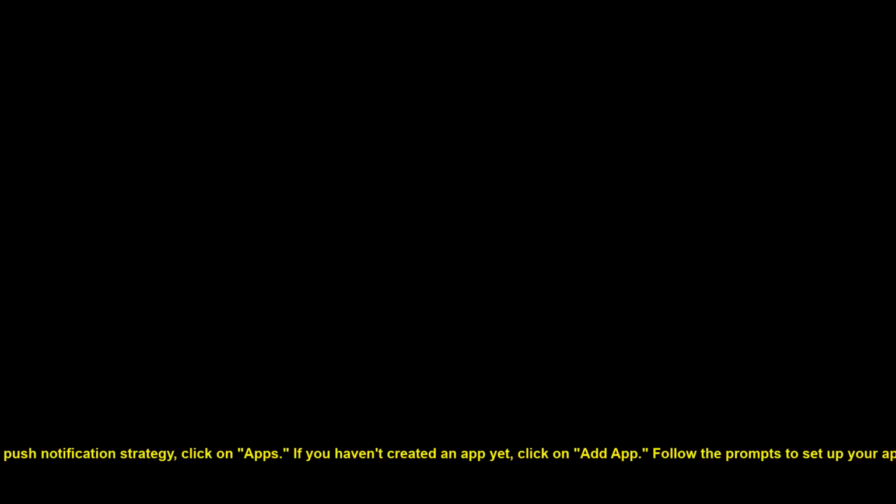After logging in, you will be directed to the OneSignal dashboard. Familiarize yourself with the dashboard layout. Here, you can manage your apps and notifications. To set up your push notification strategy, click on Apps. If you haven't created an app yet, click on Add App and follow the prompts.